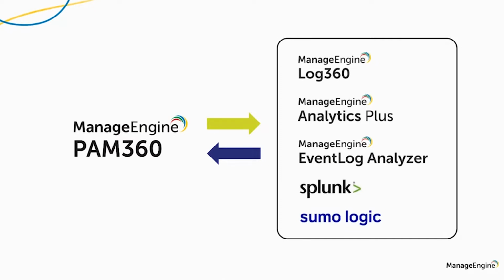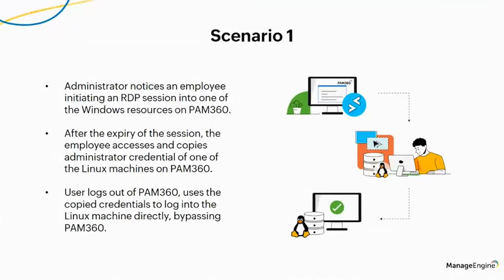In this integration, we have options to hook PAM 360 with ManageEngine's own Analytics Plus solution, which is our business intelligence solution. We also have Log360, which is our UEBA solution, and Event Log Analyzer is our SIEM solution. Now, with the BI and UEBA solution integrations, PAM 360 can do a lot more in terms of contextually understanding what is going on in a typical environment.